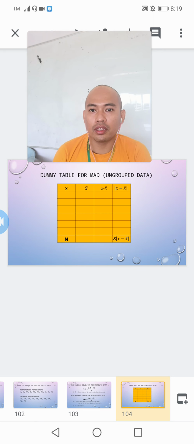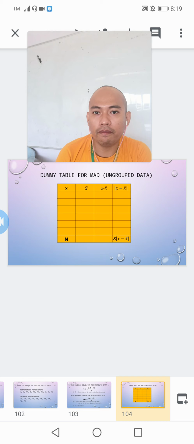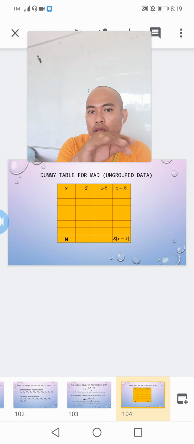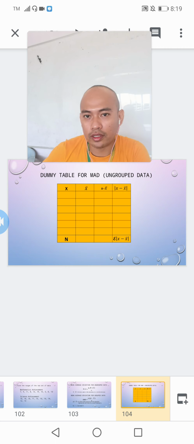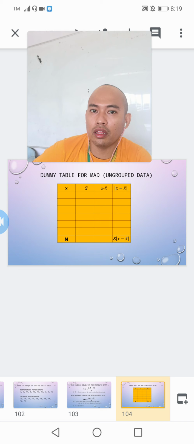This will now be the dummy table. This will be our reference guide to come up with the value of the summation of the absolute value of x minus x bar. Okay, we need to list all the values of your x variable. These are your raw data. This is considered as ungrouped data. And we need to find the mean of that raw data, which will be in the second column. You list the mean for every raw data, every value of x. Then subtract the mean from x. That will now be the third column.